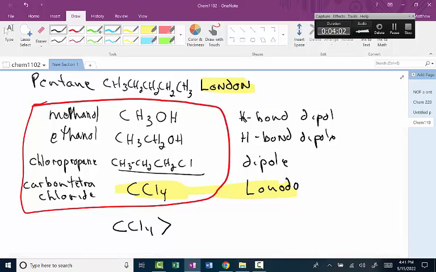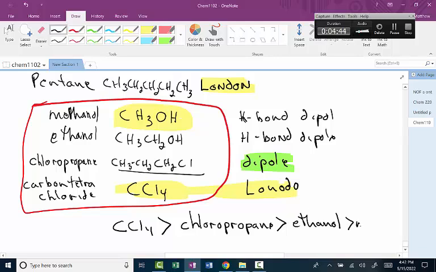And then when I look at these, the chloropropane doesn't have hydrogen bonding, and so it's going to be the next one in the list. And then I've got to decide between these two. The methanol has a larger percentage of hydrogen bonding and dipole in its overall molecule than ethanol. So ethanol will have less, so it will have relatively more London. And so I'll put ethanol here, and then methanol.